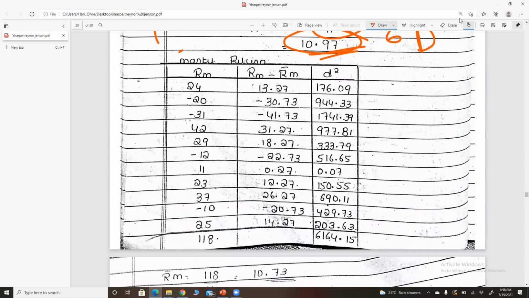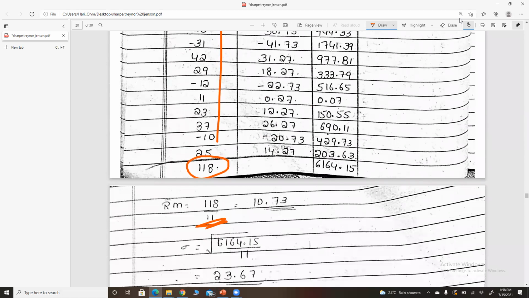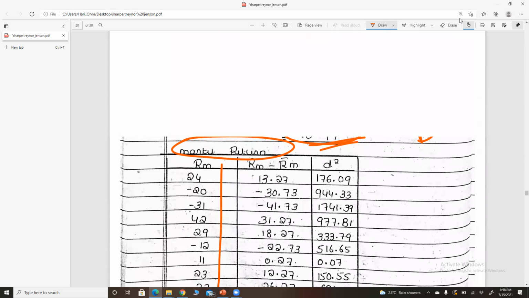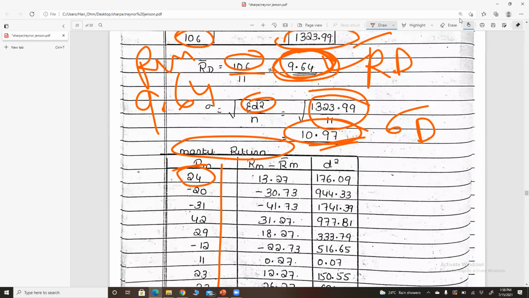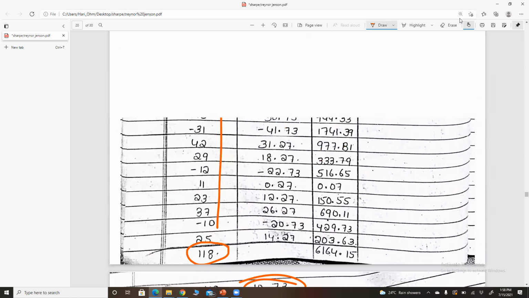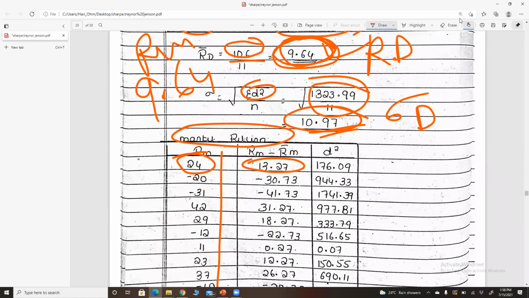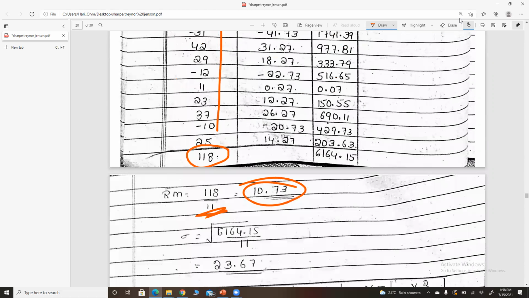Next, you need to calculate for the market the same way: the RM column, then RM minus R bar M. How do you calculate R bar M? 118 divided by 11, so 10.73. So 24 minus 10.73, the answer is 13.27. Then 20 minus 10.73.